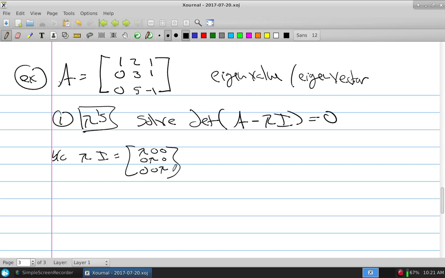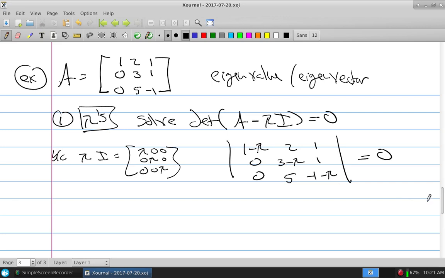A minus that is really doing what? Just subtracting lambda from all the diagonals. It takes away lambdas from the diagonals. That's all that's happening. So that tells us that we need to calculate the determinant of 1 minus lambda, 2, 1; 0, 3 minus lambda, 1; 0, 5, negative 1 minus lambda, and set it equal to 0. Solve that.